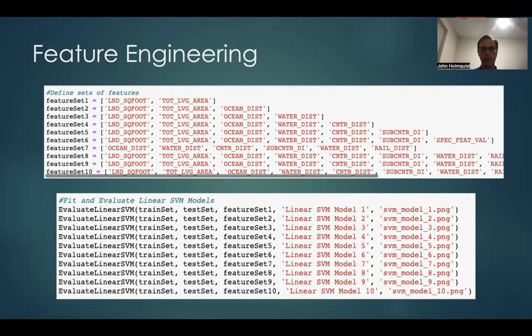So the square footage of the lot, the square footage of the house, the distance from the ocean, the distance from a body of water, the distance from the central business district, the distance from a subcenter, and the values of special features. So down below, you can see how I called those functions earlier to evaluate it on a bunch of different models. I basically just passed it those different feature sets, and it plotted the results and did the calculations and told me how they performed, and feature set 6 performs pretty well.